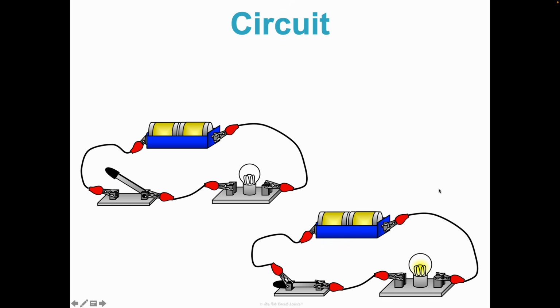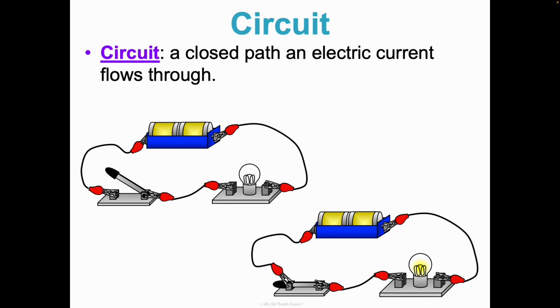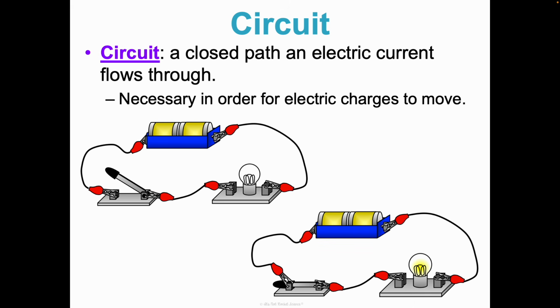Okay, so how is it flowing? Well, it's going to flow in a circuit, hopefully. A circuit is a closed path that an electric current can flow through. And this is necessary in order for electric charges to move. So in a circuit, we need a couple of things. First, it has to be a closed circuit.